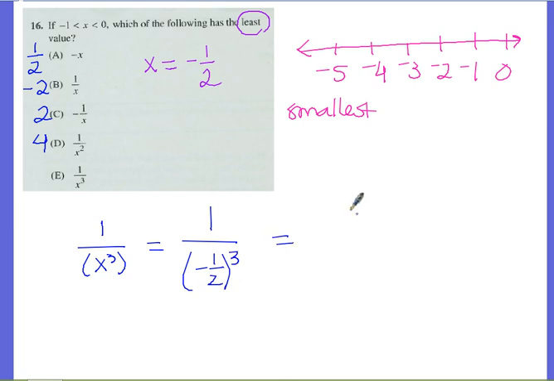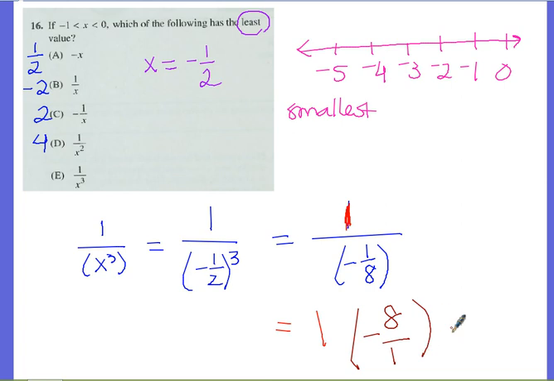So cube that. That's -1/8. When you divide by -1/8, when you divide by a fraction, it's the same as taking the numerator here and multiplying it by the reciprocal. And you get -8. So the answer to this guy is E, and I simply did that just by substituting in values. Notice again, we could have started with letter E because we're checking values, and you would have been done a little bit quicker.